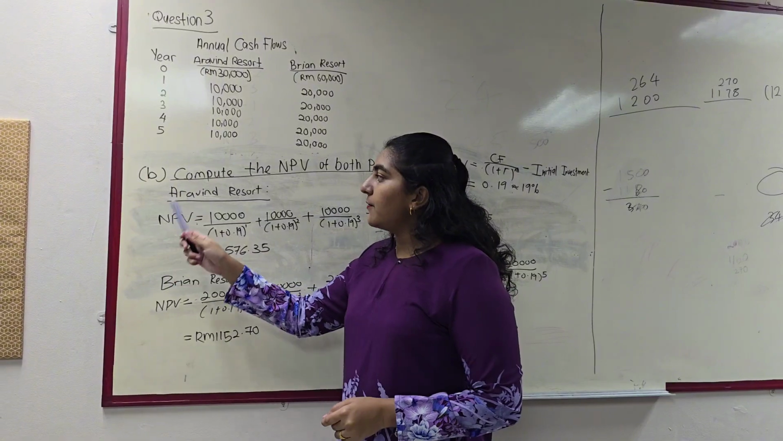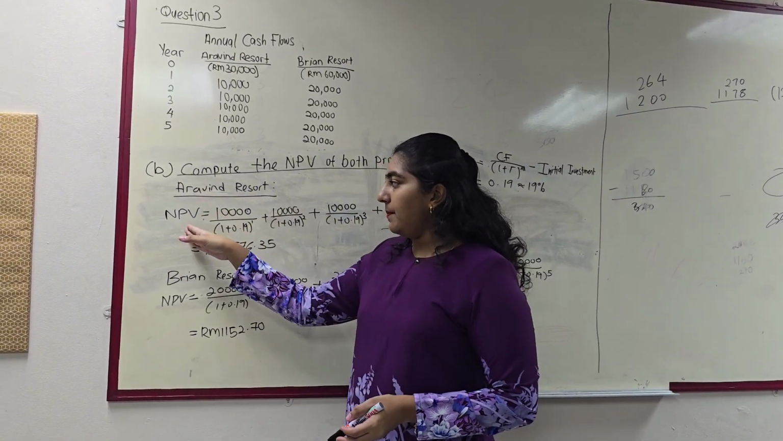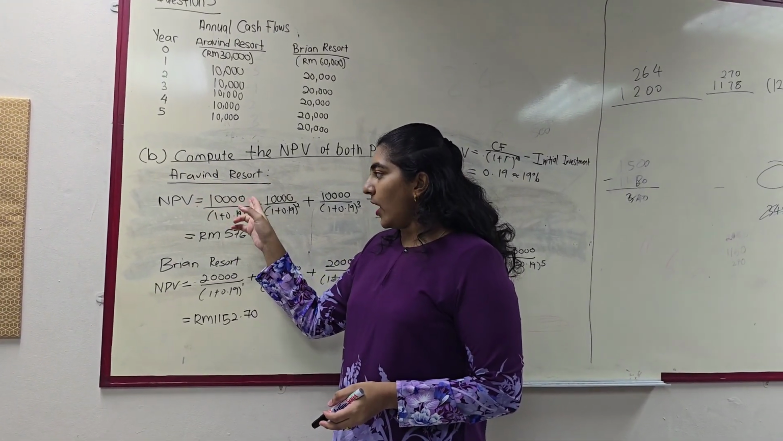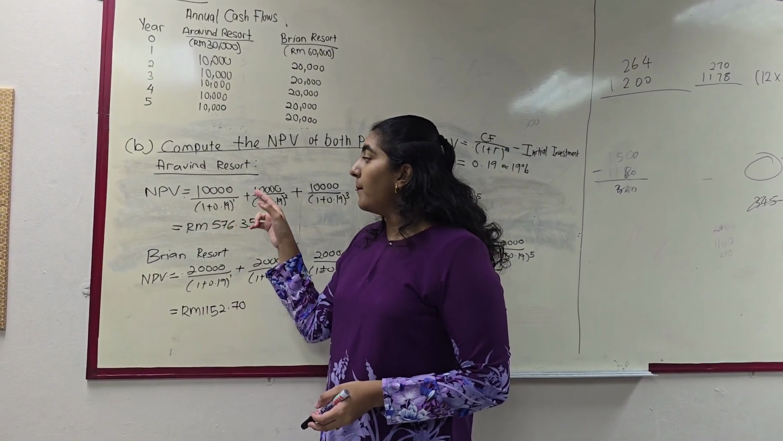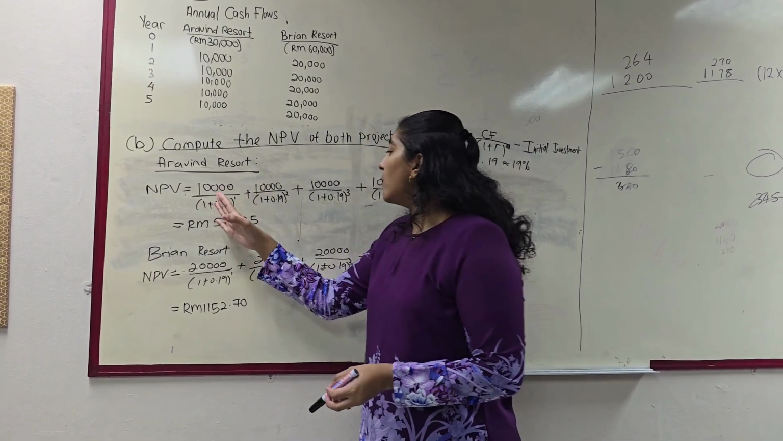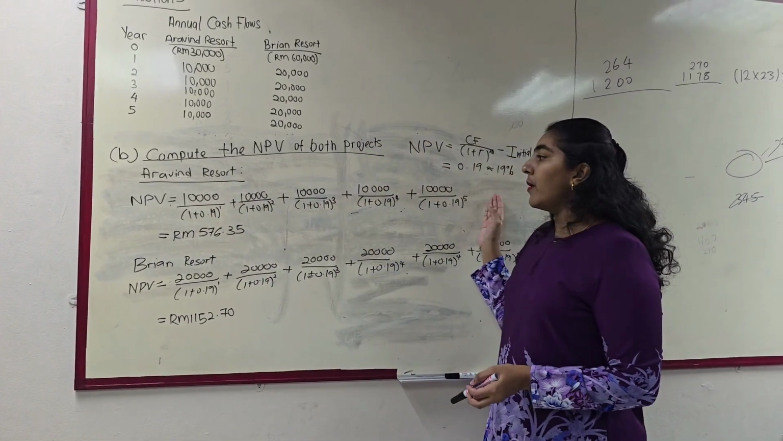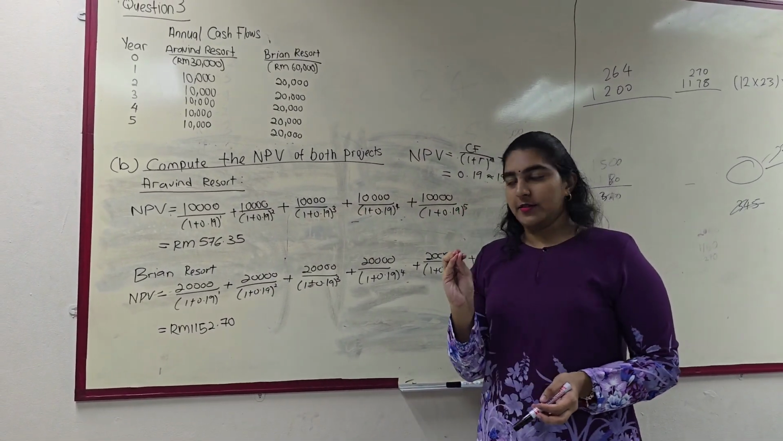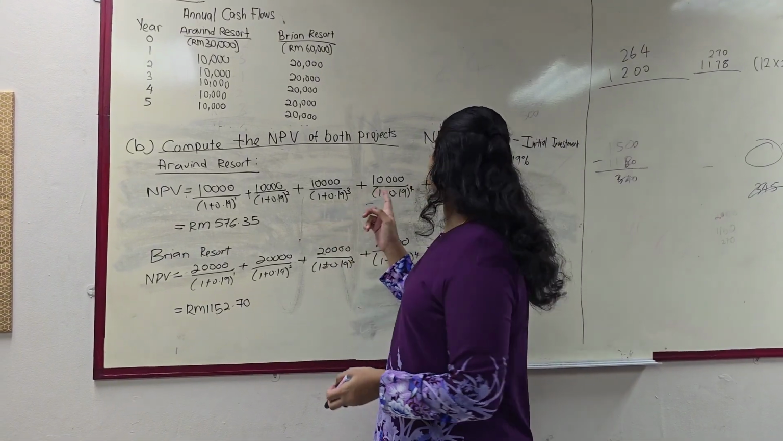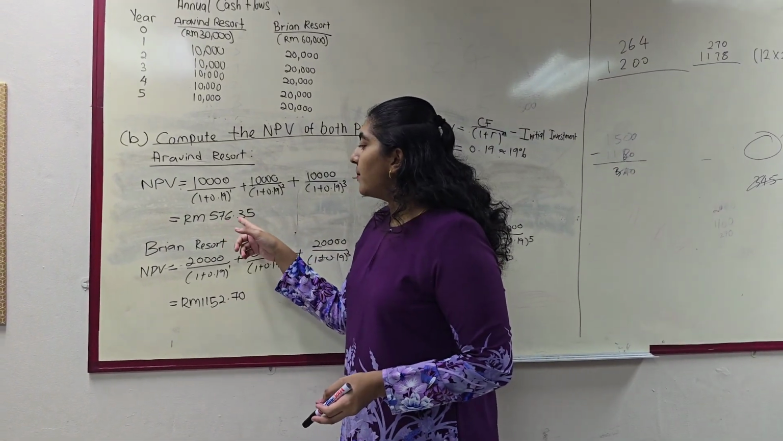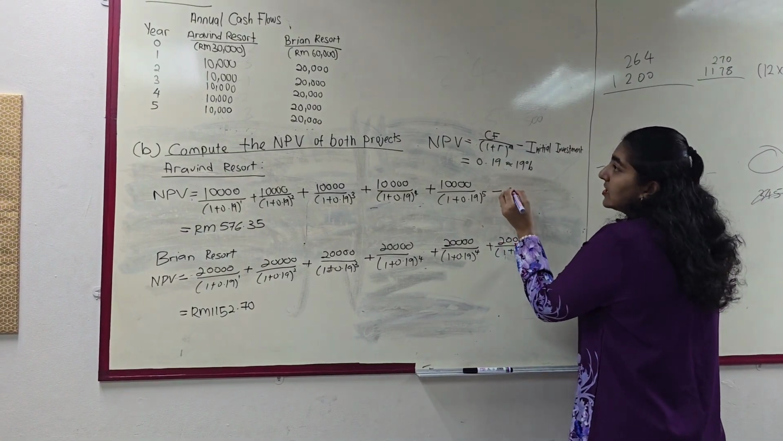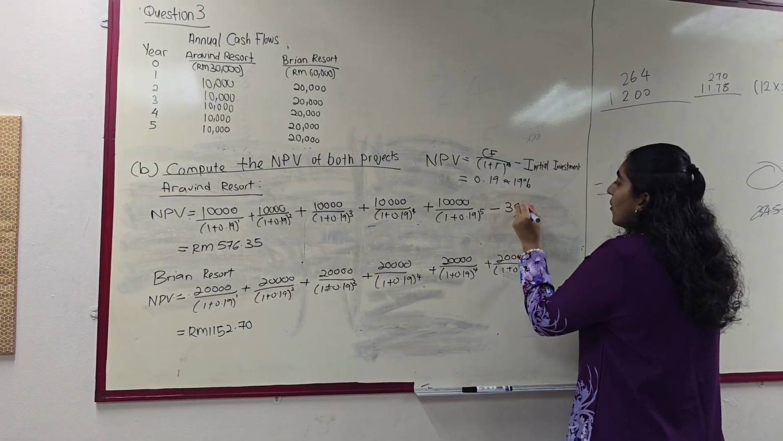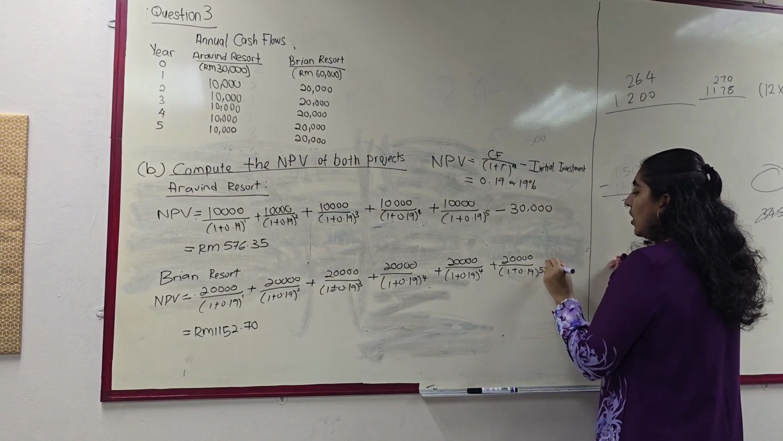So can we calculate for Arabian Resort? NPV equals to 10,000 divided by 1 plus 0.19 power of 1. So continue until power of 5 for 5 years. So you will get 576.35 after minusing the initial investment, which is 30,000.